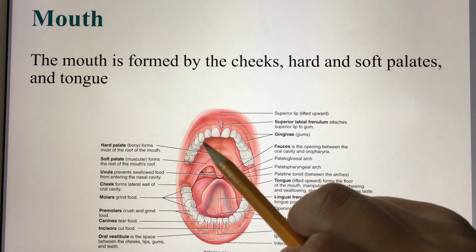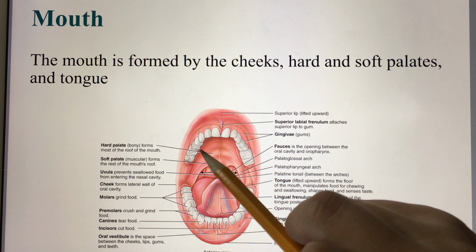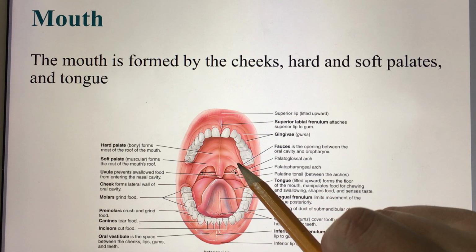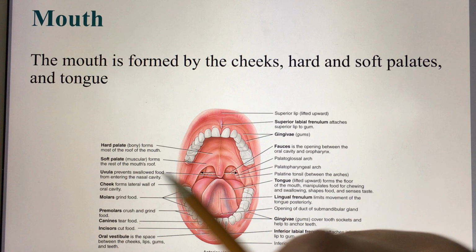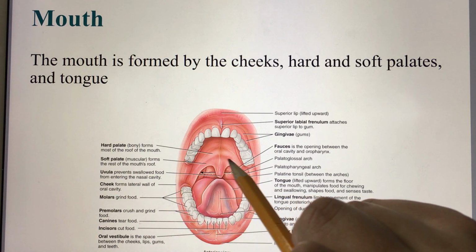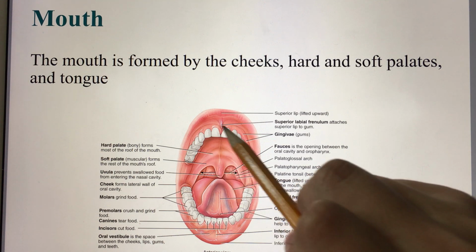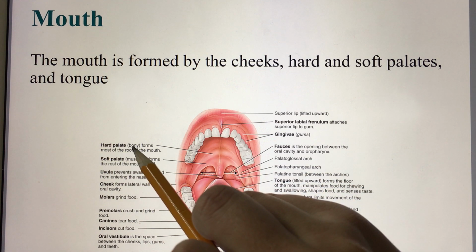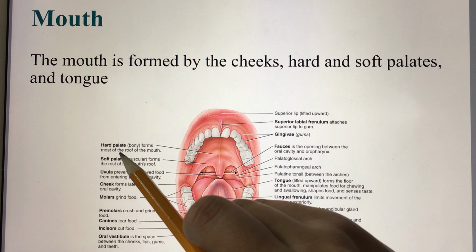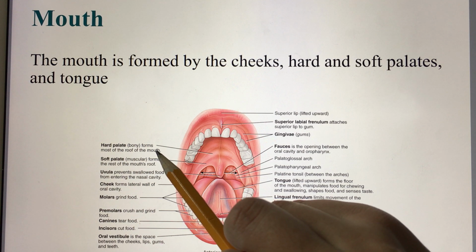The top of the mouth, the roof of the mouth, between the teeth is made out of a bone called maxilla. And further to the back, there's a bone called palatine bone. Together, these bones form the hard palate, or the bony palate of the mouth. It forms most of the roof of the mouth. You can feel it with your tongue.